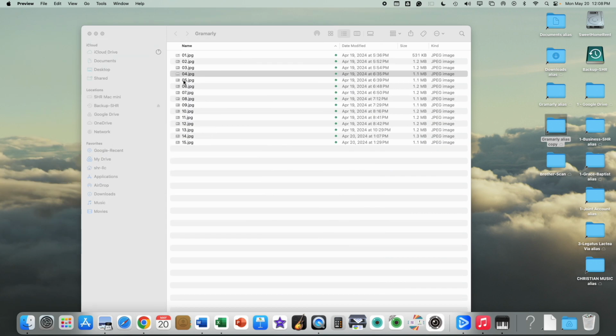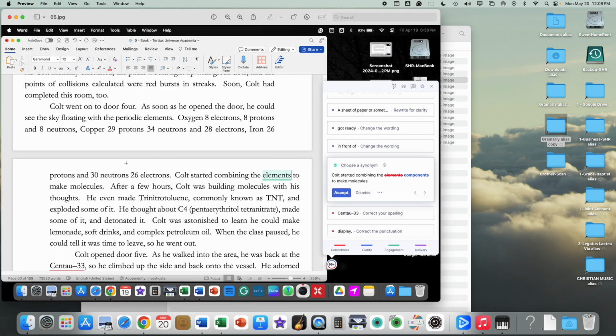Here we go, number 5 on my list here. I mean, all these are pretty interesting. Colt is also participating in a virtual reality education here at the Alien Academy. And Colt is combining the elements to make molecules, and Grammarly wants to change the elements. We've talked about oxygen and protons, electrons and neutrons and so forth, and copper and so forth. But Grammarly wants to change it to components to make molecules, and I think we're using elements to make molecules, not components to make molecules.